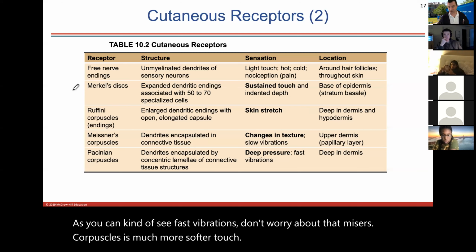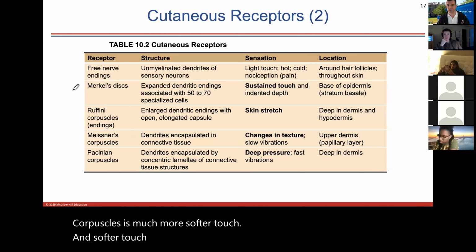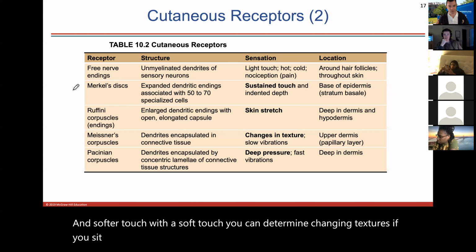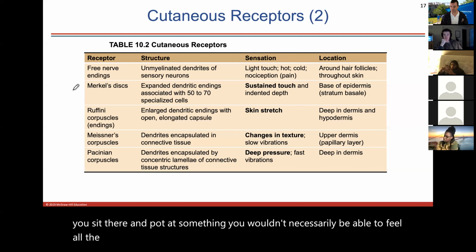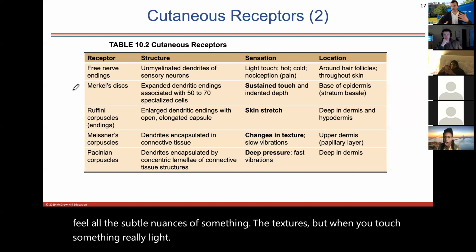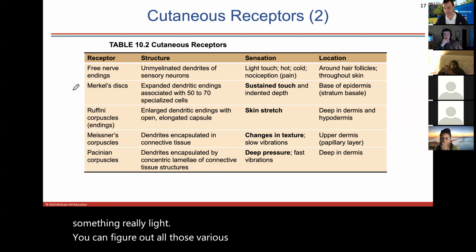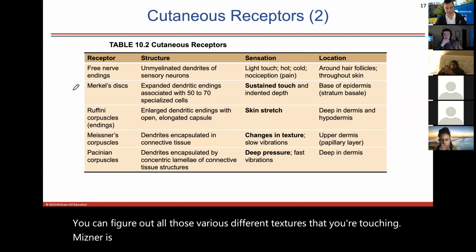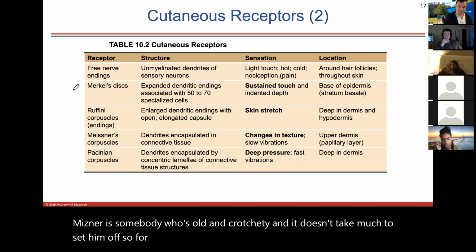Meissner's corpuscles is much more softer touch. And with a soft touch, you can determine change in textures. If you sit there and paw at something, you wouldn't necessarily be able to feel all the subtle nuances of something, the textures. But when you touch something really light, you can figure out all those various different textures that you're touching. A Meissner is somebody who's old and crotchety, and it doesn't take much to set them off. So I always associated Meissners with light touch, texture.